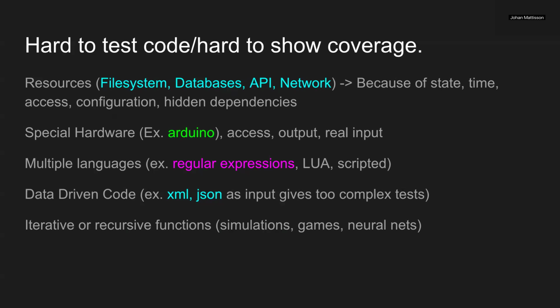Becomes really weird after all. And then iteration, recursive functions, simulations, games, neural nets. There's a lot of things. I don't even have an idea on how they test the LLM, for example. So how do you test an AI so that it spits out the right thing?